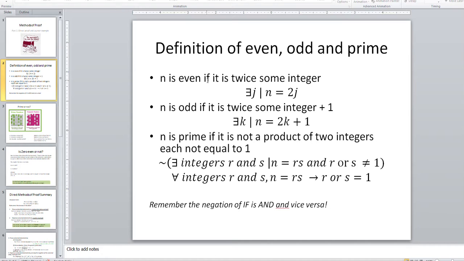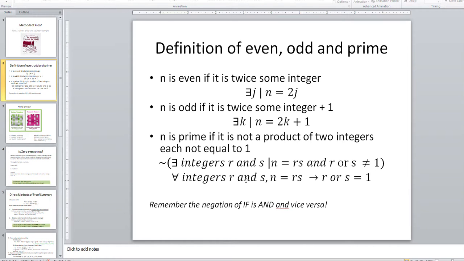Many of the exercises that we're going to be doing in this chapter, and in fact in number theory in general, I would say, rely on properties of even, odd, and prime numbers. And so I'd like to review those definitions real quick. We say n is an even number if it's twice some integer, and n is odd if it's one more than that. And this is the formal way of writing that.